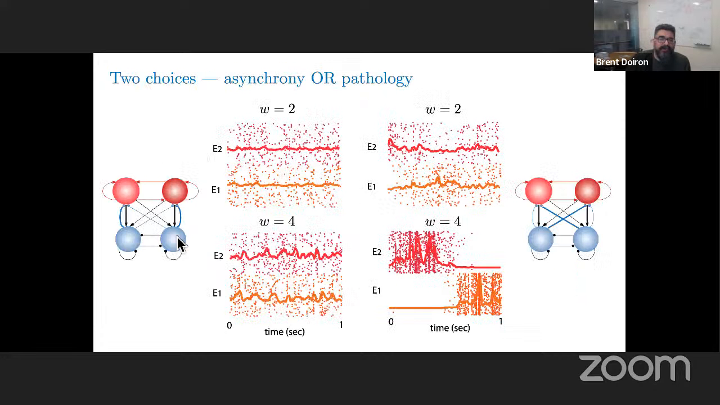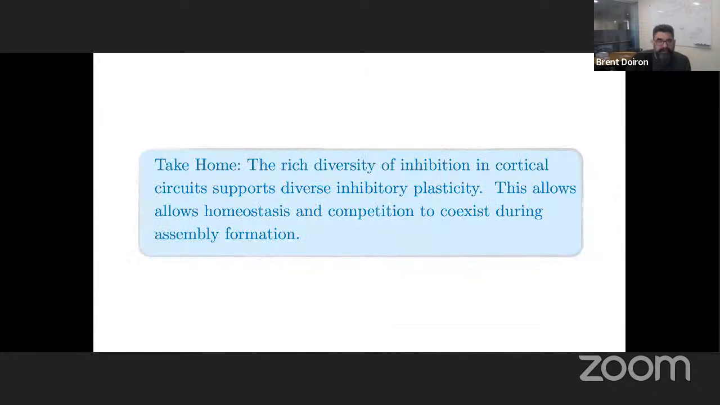If we have homeostatic inhibition, we can have a nice asynchronous stable system, but we don't see the assembly structure in the dynamics. On the other hand, we can definitely see the assembly structure here with lateral inhibition, but it's pathologic. So the take-home message for the talk is, along with my collaborators, we thought that the rich diversity of inhibition, namely the different cell classes, is going to also support diverse inhibitory plasticity. And this is going to allow some coexistence between homeostasis and competition to navigate around that dilemma I just put forth here.